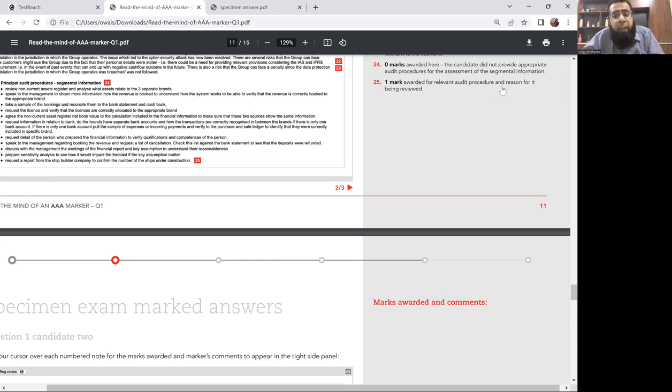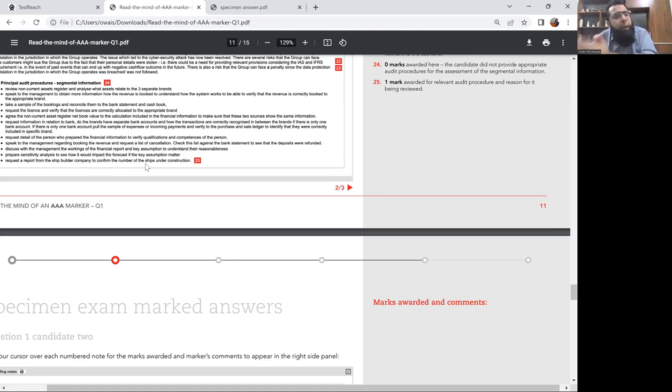1 mark awarded for a relevant procedure and the reason for it being reviewed. Like he referred that we should look at the shipbuilder company and confirm the number of ships under construction, because this needed to be reported in the Explorer Cruises segment. But still, this was just a credit the examiner gave him. The procedures were still not relevant to what was asked in the question.